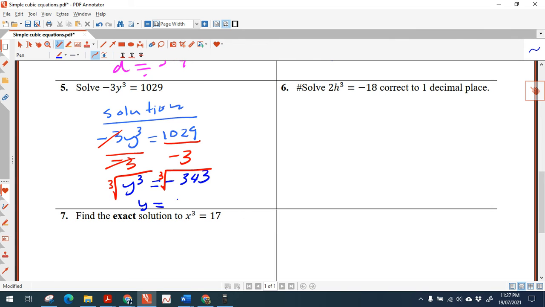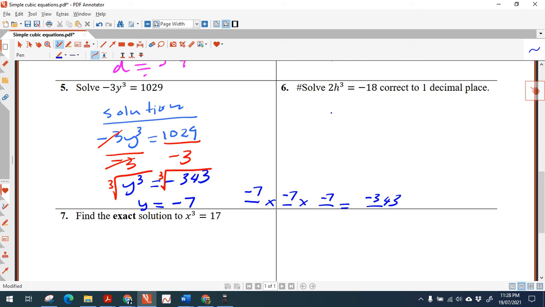Now, you can't find the square root of a negative number, but you can find the cube root of a negative number. Okay? And that makes sense because there is a number that you can multiply 3 times to get a negative, isn't there? Okay, so if I did negative 7 times negative 7 times negative 7, I get negative 343. So you can find the cube root of a negative.